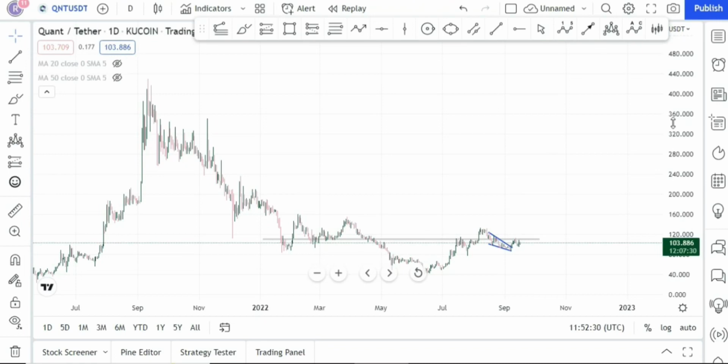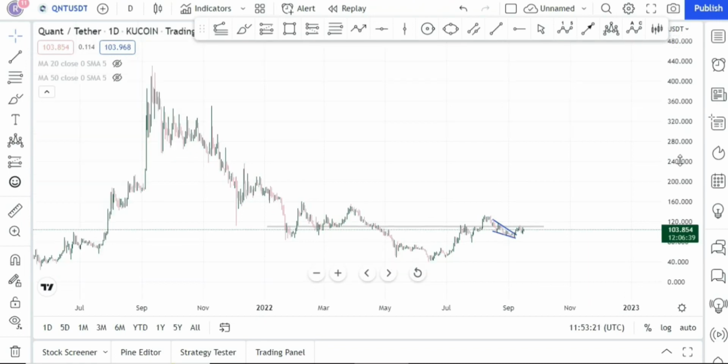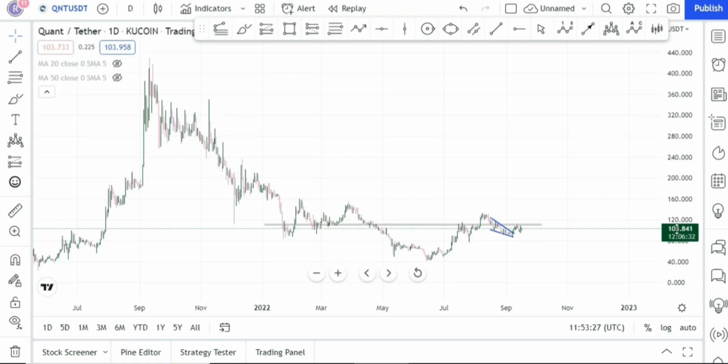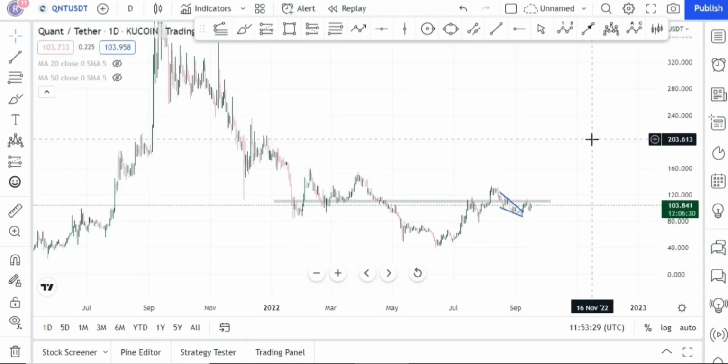Welcome back to the channel and welcome back to another Quant update. It's been a few days since I made a video on Quant, just because the price wasn't doing much, so there wasn't really much to talk about. But today, I'm going to show you some of the things that I see on the price chart here, which I believe are going to happen in the coming few days or so, right?